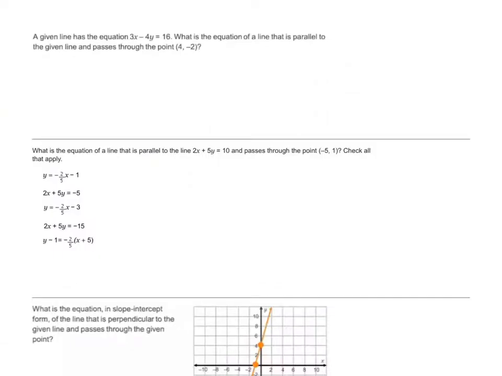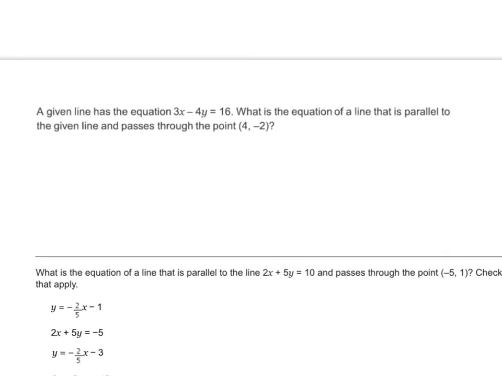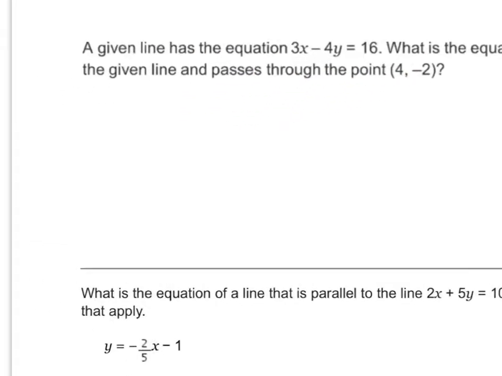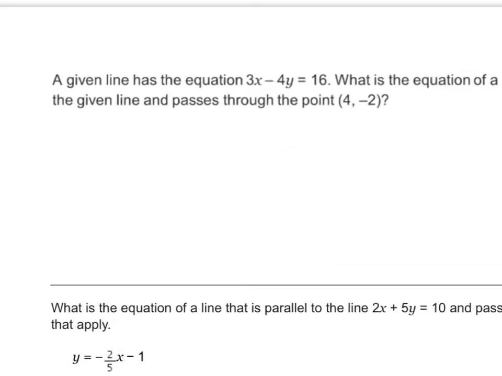All right. Okay, let's take a look at the next page, and this says a given line has the equation 3x minus 4y is equal to 16. It says, what is the equation of a line that is parallel to the given line and passes through the point (4, negative 2)? So, let's take a look. What I want to figure out is what's the slope of this line.